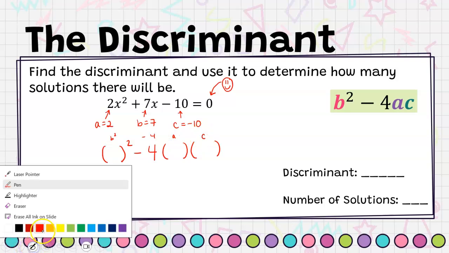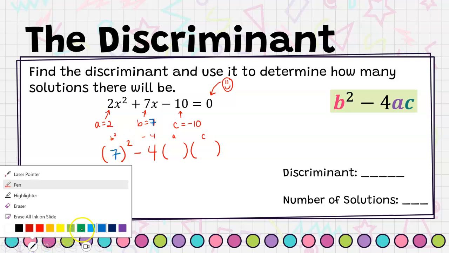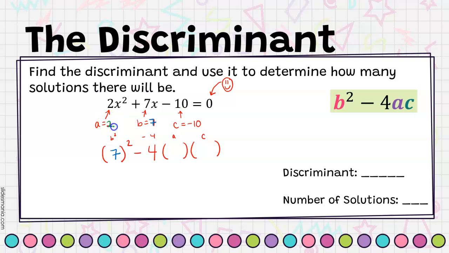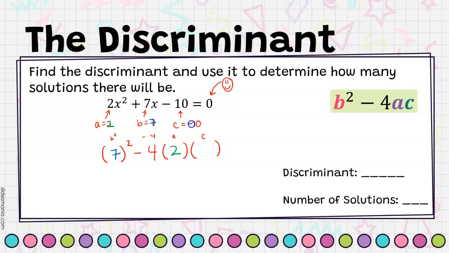I'm going to replace those with the values that I have in my equation. So my B value is 7. My A value is 2. And my C value is negative 10.